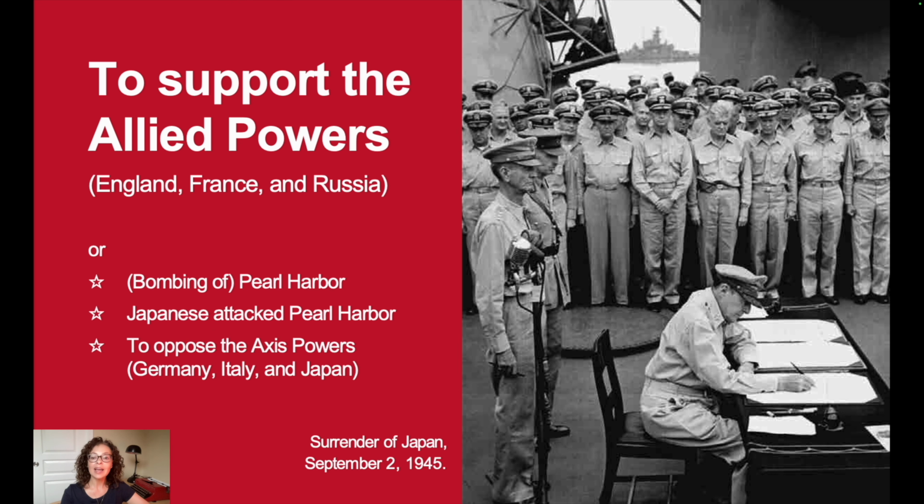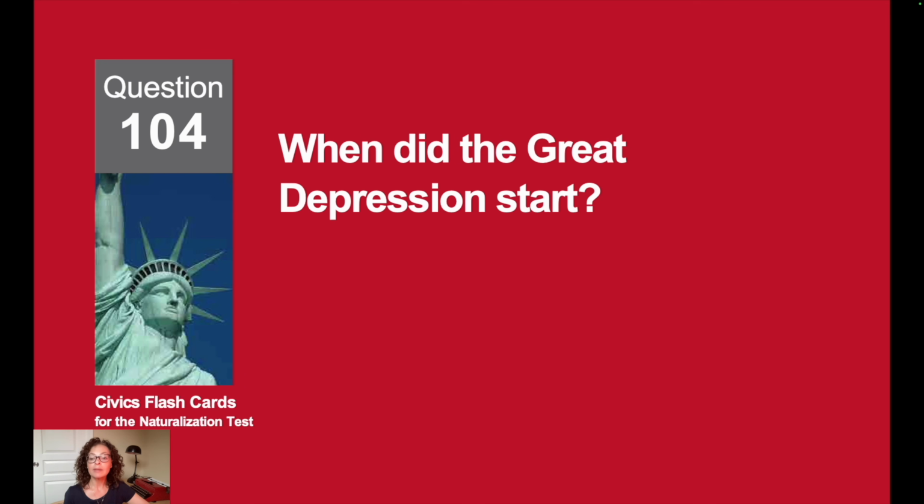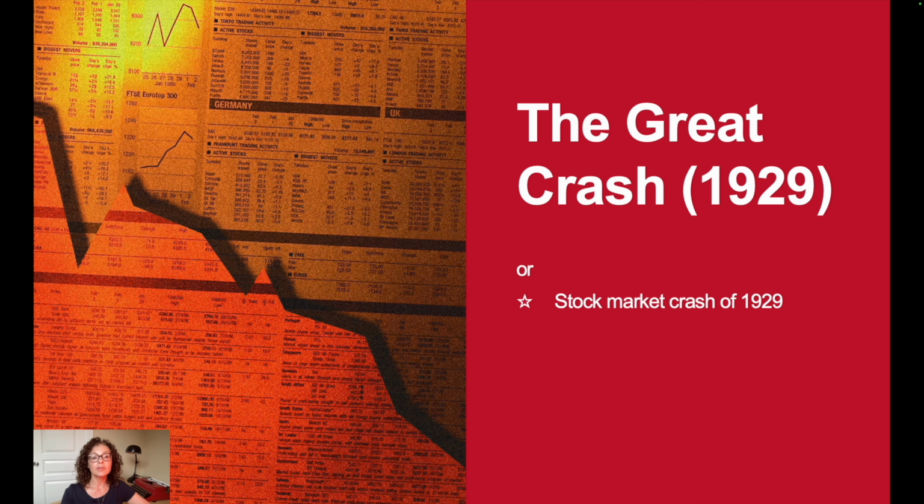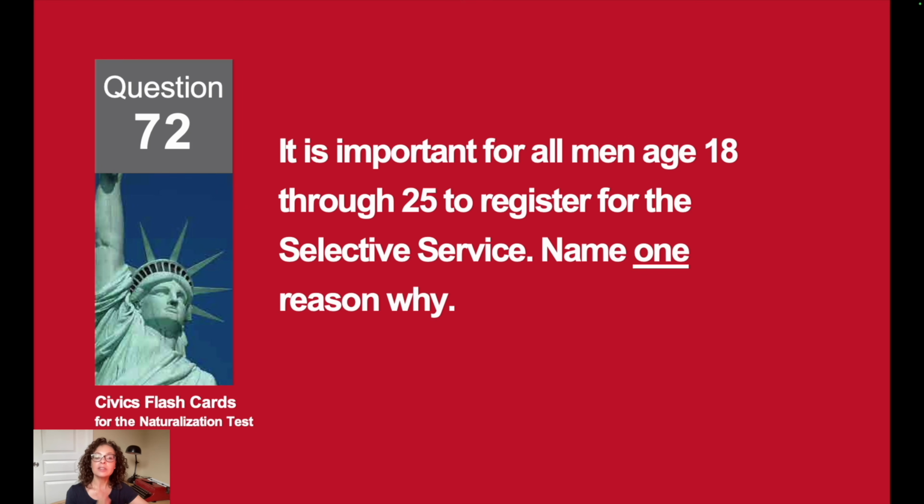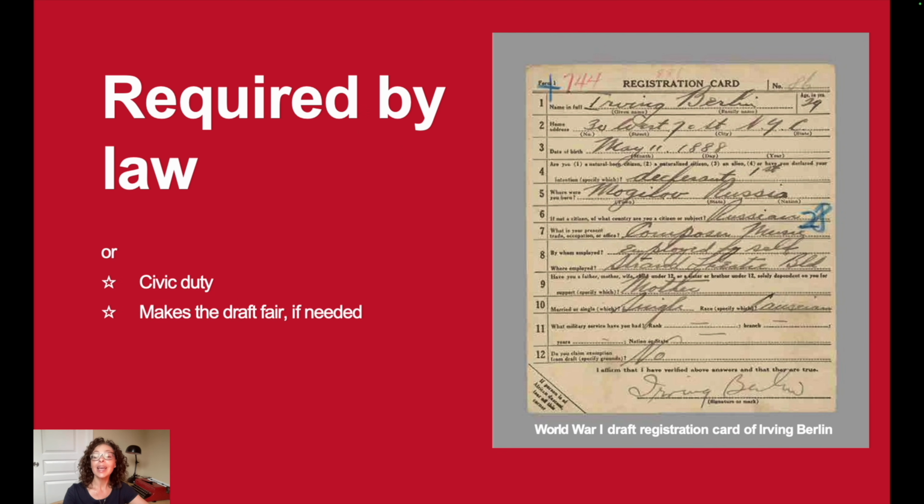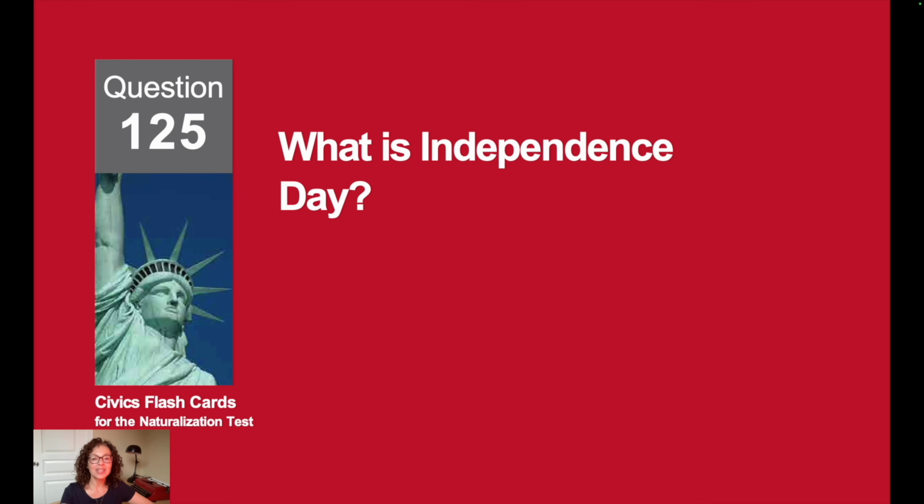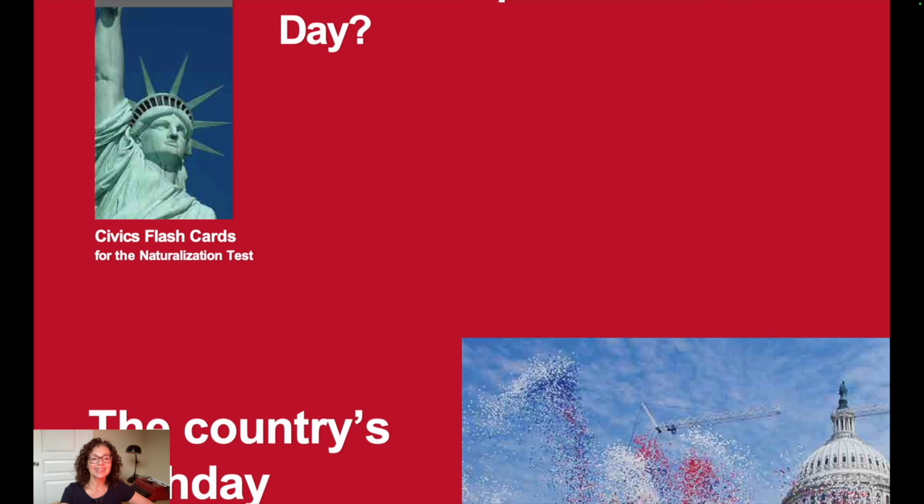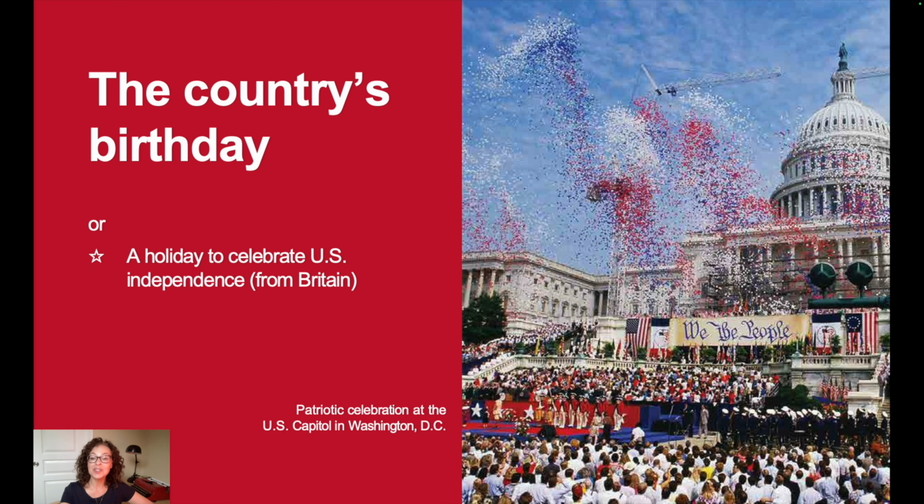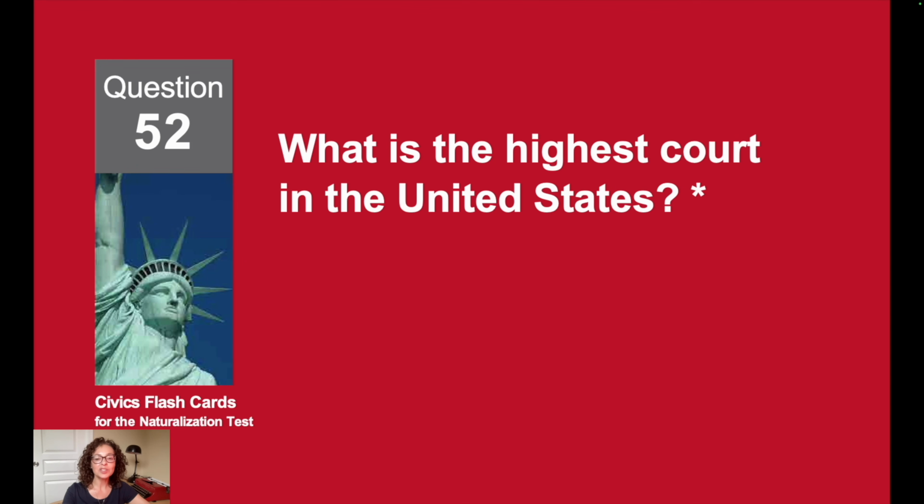Why did the United States enter World War II? To support the Allied powers. When did the Great Depression start? During the Great Crash in 1929. It is important for all men age 18 through 25 to register for the Selective Service. Name one reason why. It's required by law. What is Independence Day? It's the country's birthday.